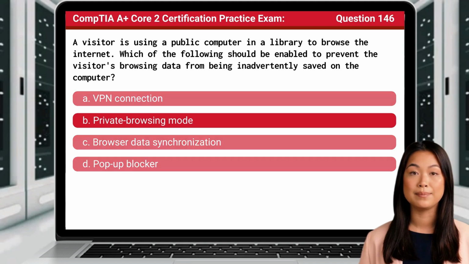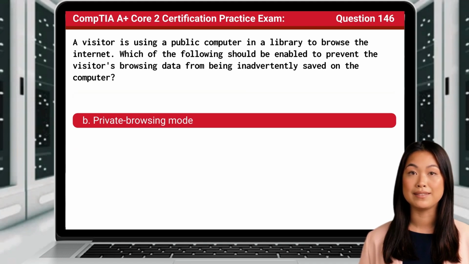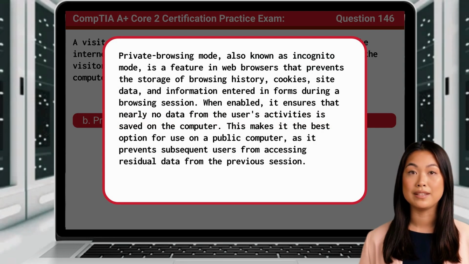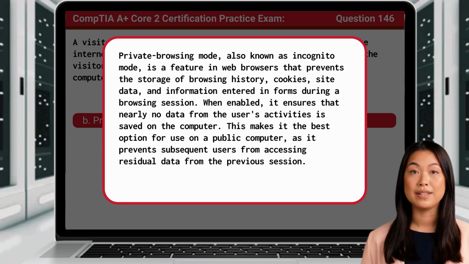The answer is B. Private browsing mode. Private browsing mode, also known as incognito mode, is a feature in web browsers that prevents the storage of browsing history, cookies, site data, and information entered in forms during a browsing session. When enabled, it ensures that nearly no data from the user's activities is saved on the computer. This makes it the best option for use on a public computer, as it prevents subsequent users from accessing residual data from the previous session.